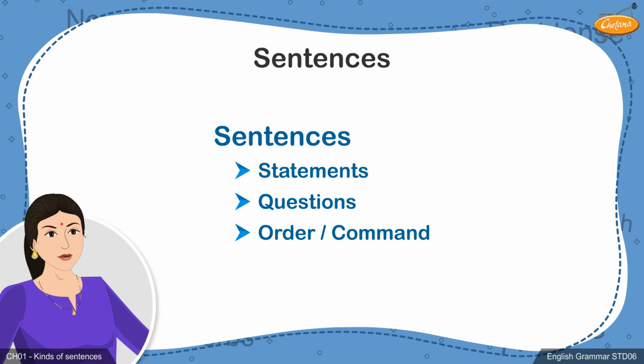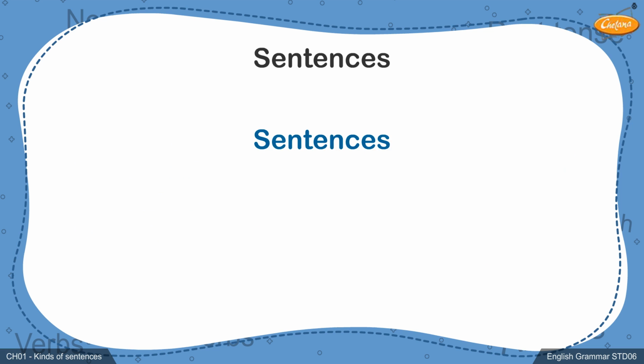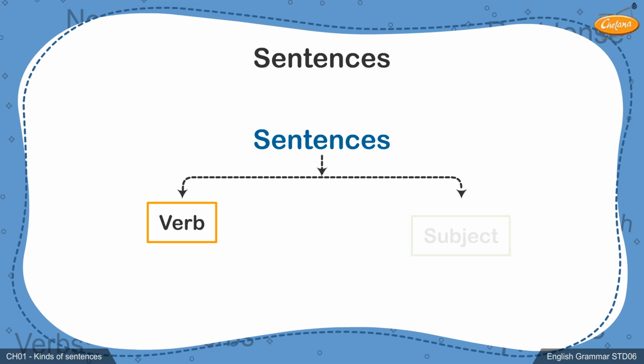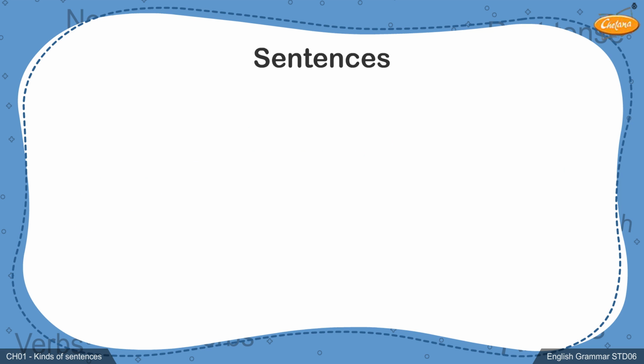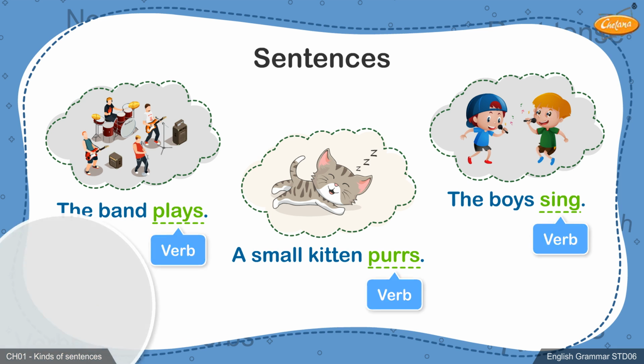Let's now learn the definition of a sentence. Students, a sentence is a group of words which expresses a statement, question, or command. Every sentence contains an action word and a subject which the sentence mainly speaks about. Look at the following sentences on the screen. In these sentences, the band, a small kitten, and the boys form the subject. However, plays, purrs, and sing represent action words and hence these are the verbs.